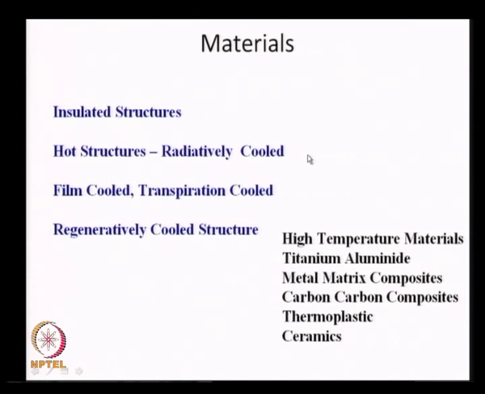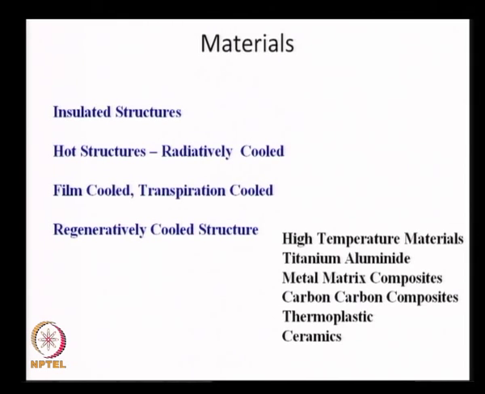Therefore, to summarize this cooling, I could use an insulation, like ablative. I use a hot structure, that means I use high temperature materials like carbon-carbon composites, maybe metal, and radiatively cool it. Or I have regenerative cooling along with film cooling or barrier cooling, and also transpiration cooling. These are the different cooling strategies.